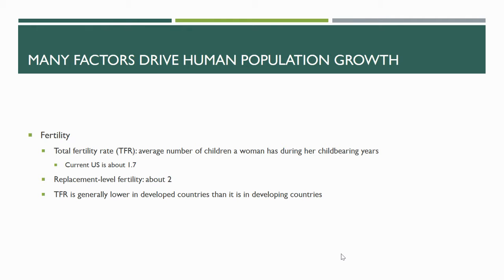When we talk about fertility, we most often talk about the total fertility rate, or TFR, which is the average number of children a woman has during her childbearing years. The current US TFR is about 1.7. Replacement level fertility is around 2. So 2 people have 1 child to replace each of them for when they die. We notice that the TFR is generally lower in developed countries than it is in developing countries, and we'll talk about some reasons for that in a minute.